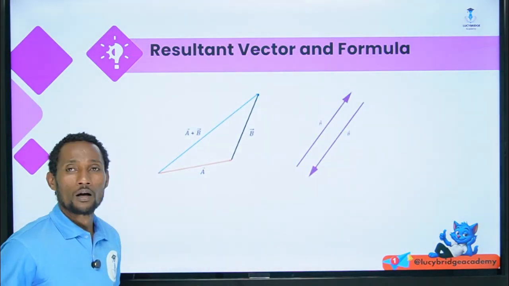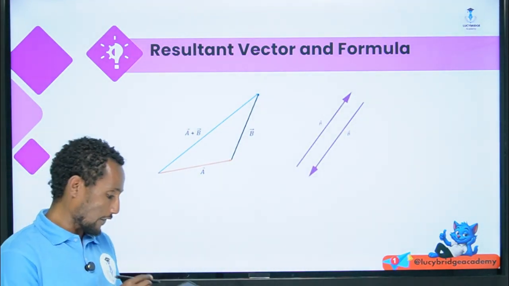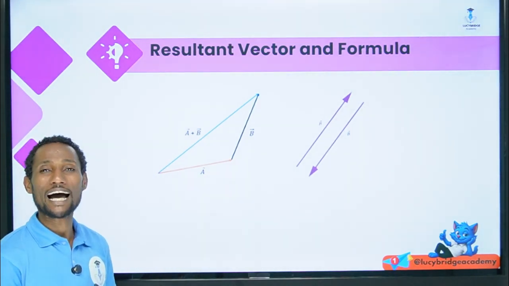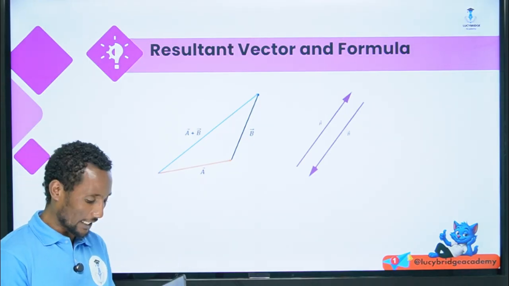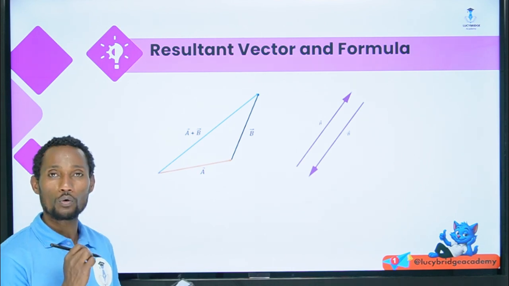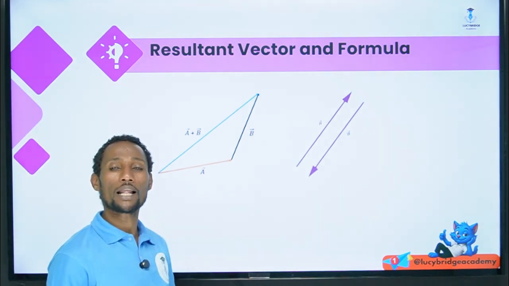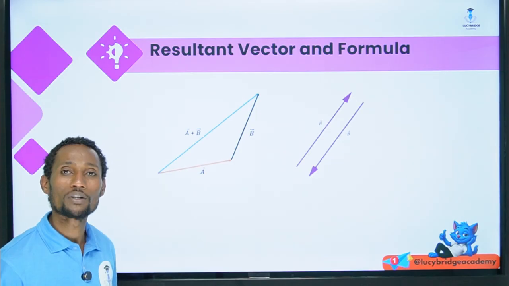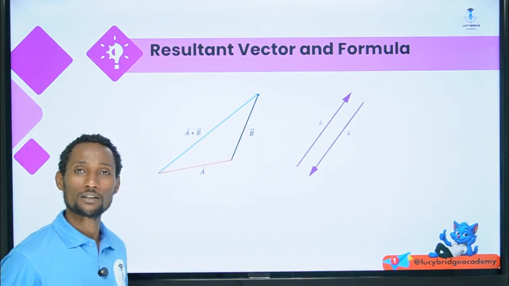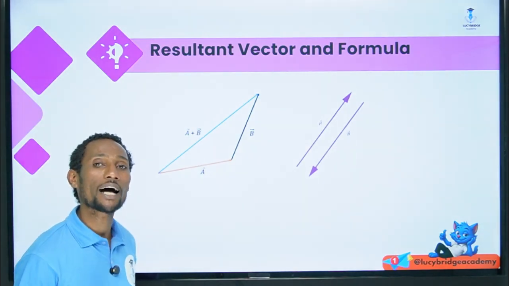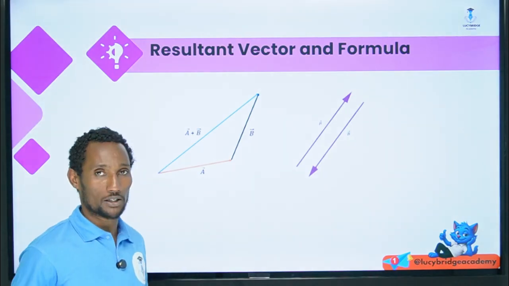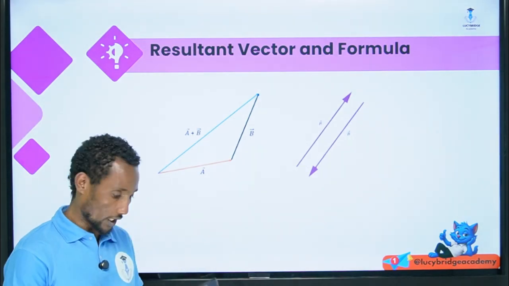With the vector formula that we use, we can add vectors geometrically in different forms, either the parallelogram rule or the triangle rule. We will discuss vector addition and subtraction using the graphical method in the next video.